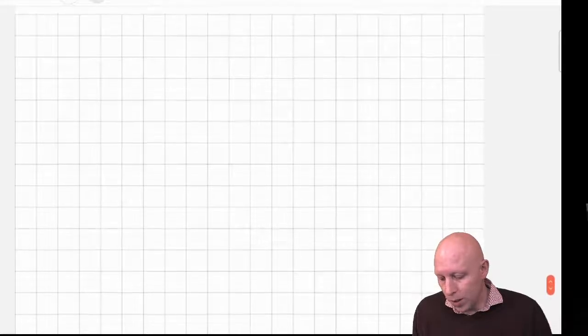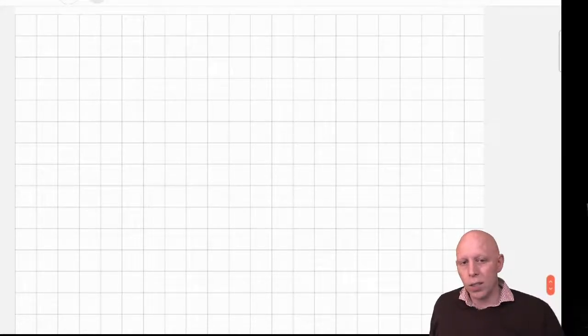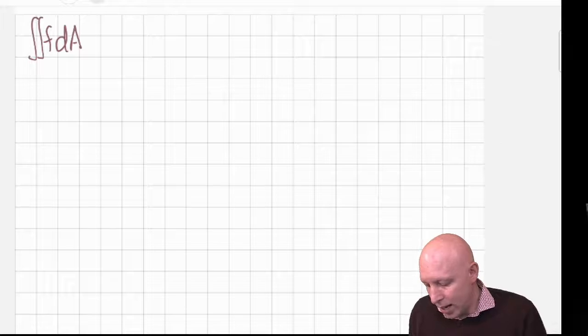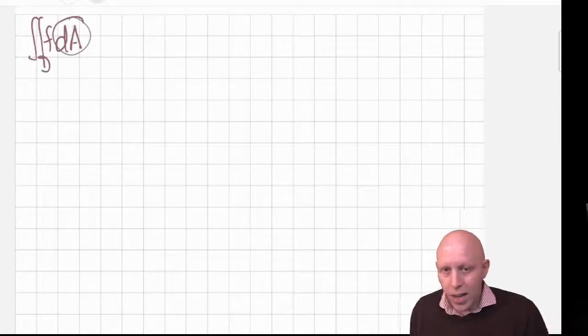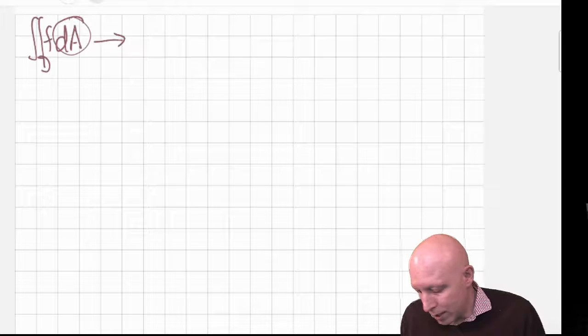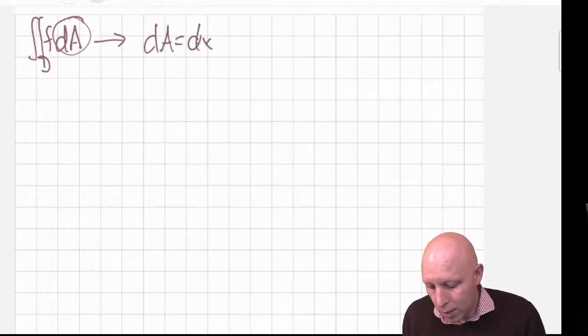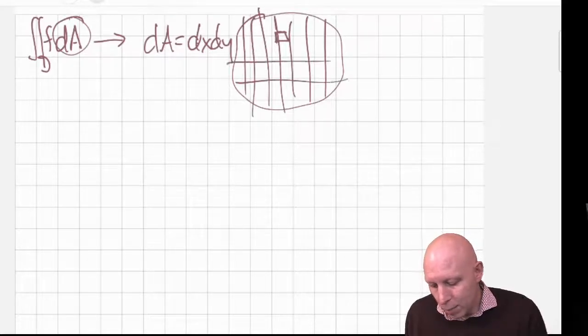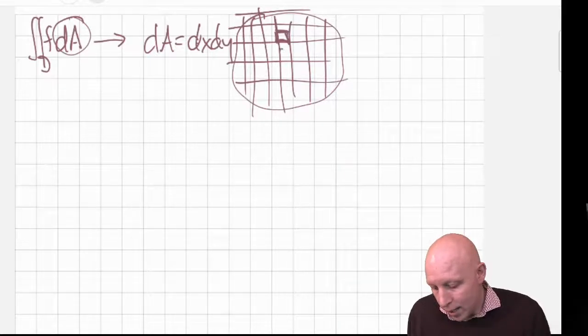All right, so the first thing that is really important to understand is the idea of dA. When we're calculating the integral of f dA, before, dA was equal to dx times dy, because when you have a region and you slice it up in terms of x's and in terms of y's, then the little piece of area is a dx times a dy.